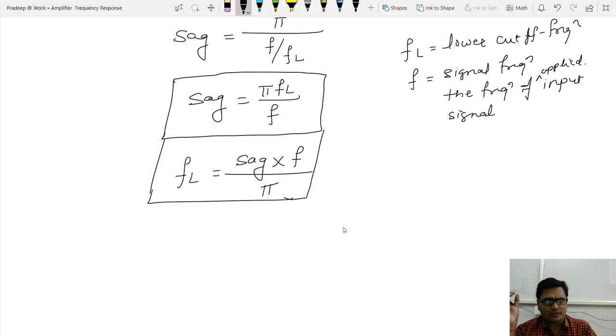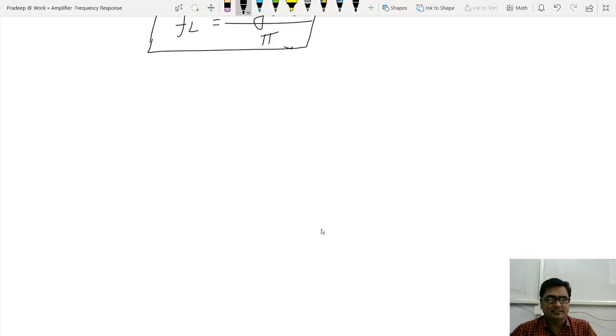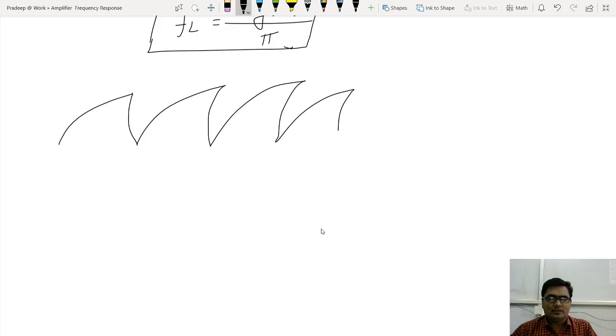What happens at higher frequency? As we started with square wave testing, and as I am going to use it somewhere, that's why I explained the sag. But now at higher frequencies, this kind of waveform I will get. So at higher frequencies, the amplifier will give output like this when we apply a square wave. This is the square wave response of an amplifier at higher frequencies.